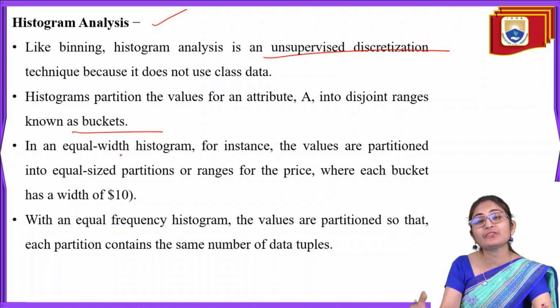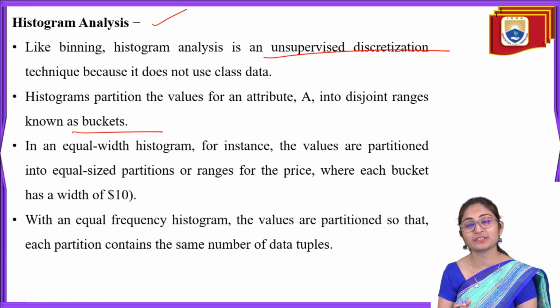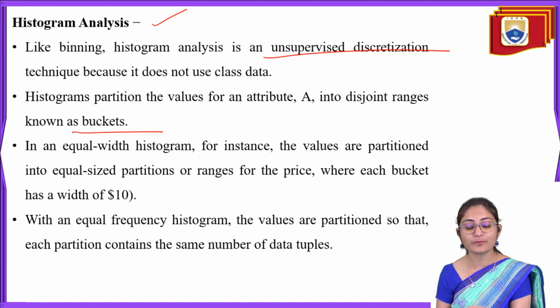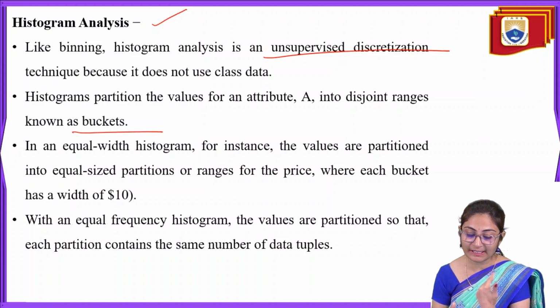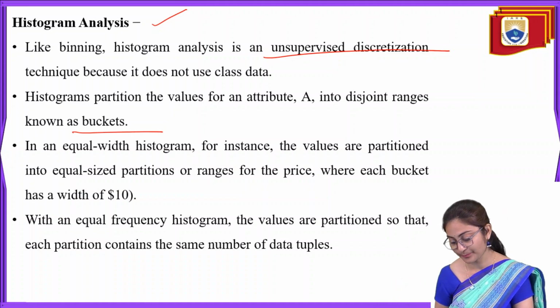So in an equal width histogram, for example, the values are partitioned into equal size partitions or ranges for the price, where each bucket has a width of $10. With an equal frequency histogram, the values are partitioned so that each partition contains the same number of data tuples.